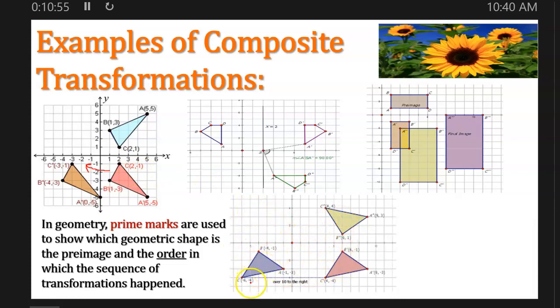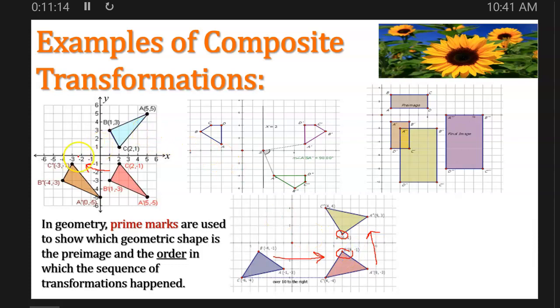I'm going to go down to the bottom here. It looks like it was a slide to the right, and it does tell you that it moved over 10 to the right. And then from this triangle to this triangle here, again, another reflection over that x-axis because the B is on the bottom here, and originally it was on the top.